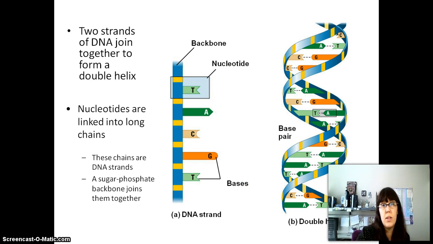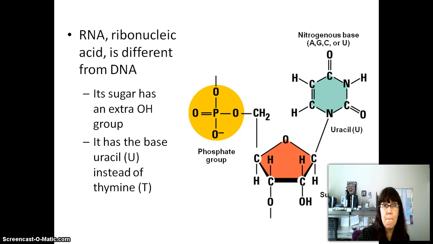Two strands of DNA join together to form a double helix, and the nucleotides are linked into long chains. We'll spend quite a bit of time later this semester learning more about the structure of DNA. RNA, which is a relative of DNA, is different from DNA because its sugar has got an extra oxygen, and instead of having thymine as one of the bases, it has uracil. So that's the end of Lecture 2.